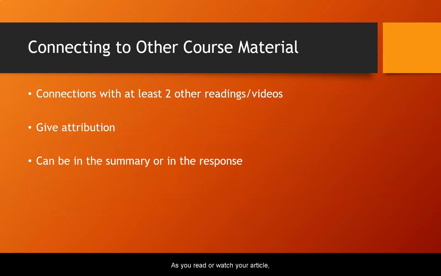As you read or watch your article, make notes about where you see some overlap with the previous course materials. Try to find connections with at least 2 other readings or videos. If you're having trouble finding connections, ask me. As you make these connections, remember to give credit to the source by providing attribution. And you get to decide where connections show up in your presentation. If it makes more sense to connect 2 sources in the summary, go for it. If it would work better in your response, do it. If you want to connect in both locations, I am for it. Whatever works best and flows well.